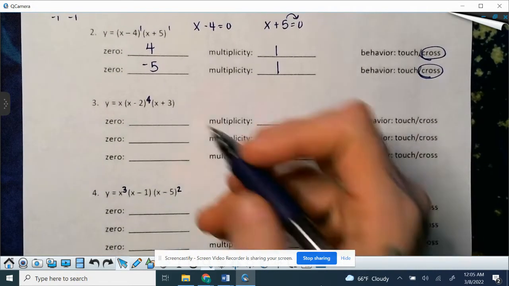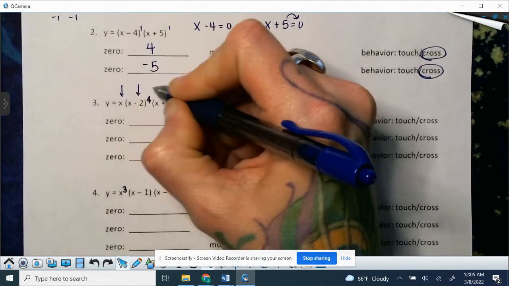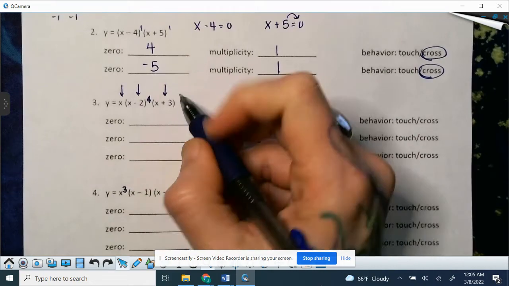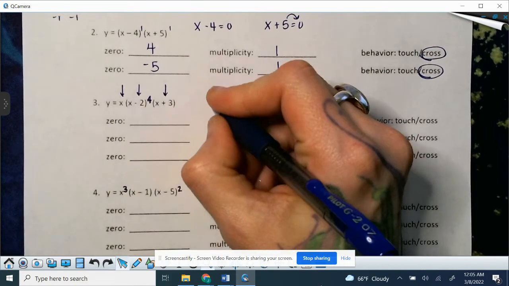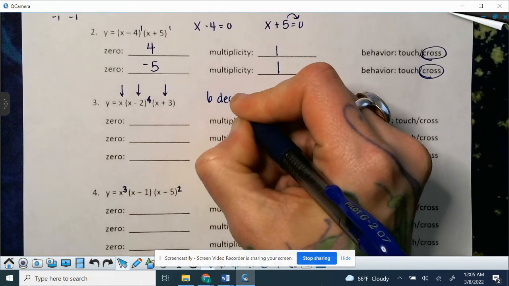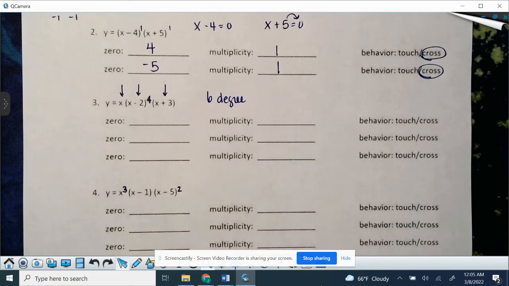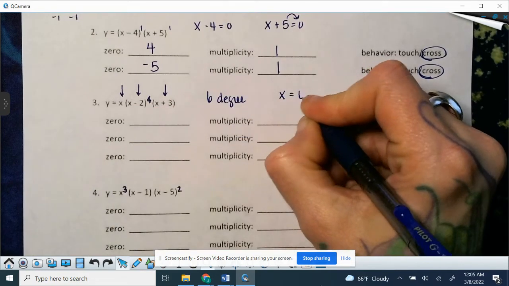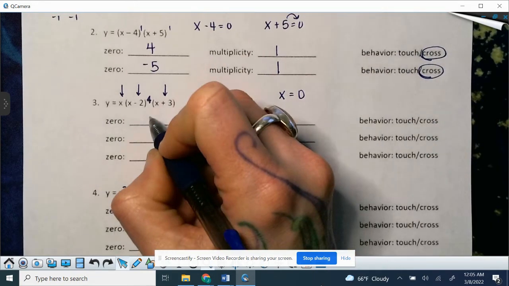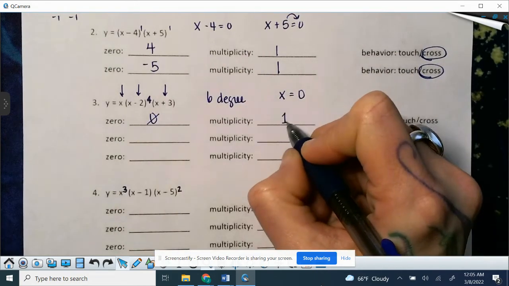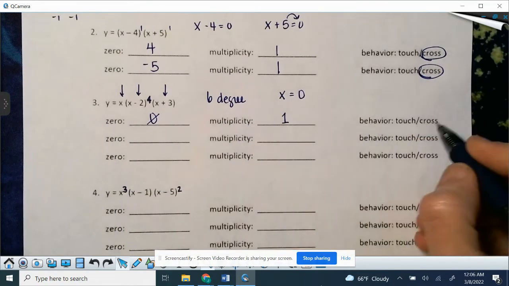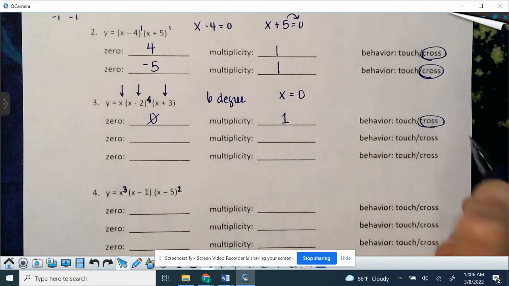Looking at the other one, we have 1, 2, 3 here. But this has an exponent of 1, exponent of 1. So 4, 5, 6. So this is going to be a 6-degree polynomial when we're done, if you were to look at the way it graphed. Our x, so we're going to set it up x equals 0. That's it. So our 0 is 0. The multiplicity is 1 because there is no exponent. That's odd, so it is going to cross through.